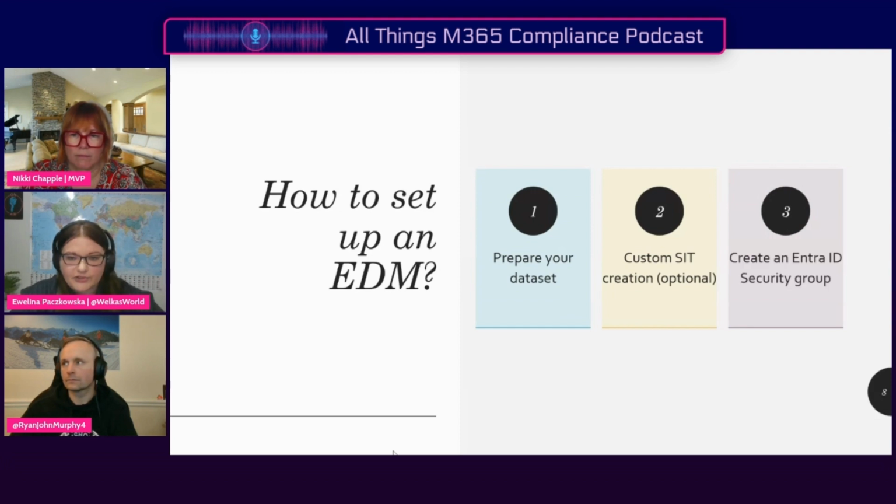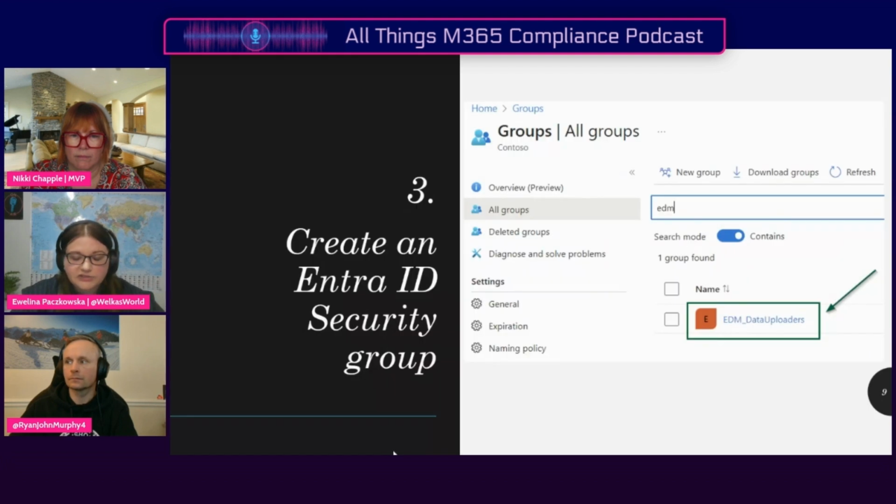So step number 3 is then to create an Entra ID security group. So this group would then be used for any people that will be actually hashing and uploading your sensitive data for that EDM classifier. So you don't really need to do too much with it.